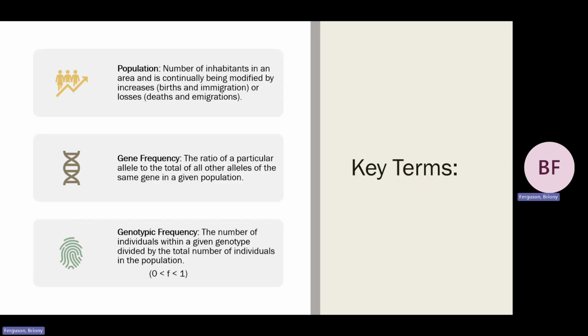Now we've talked about genotypic ratios. Now we're going to talk about gene frequencies. So these are the ratio of a particular allele to the total number of all other alleles of the same gene in a given population. Genotypic frequency, however, is the number of individuals with a specific genotype divided by the total population.